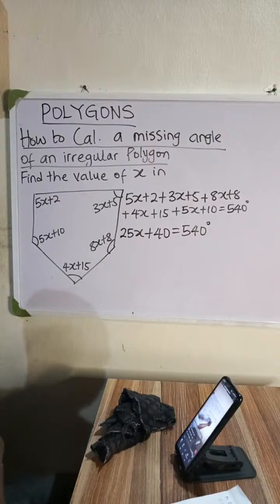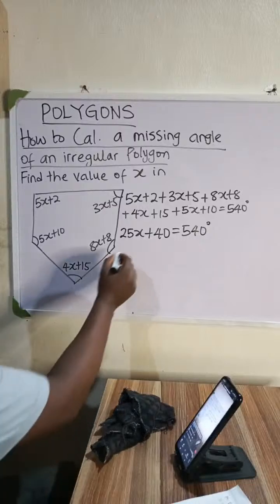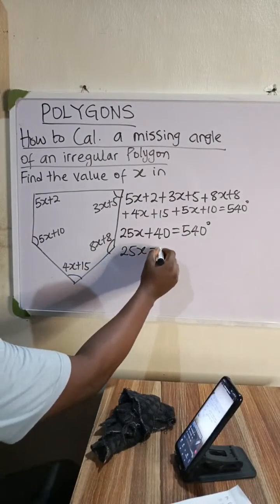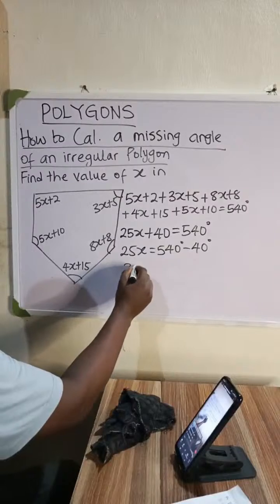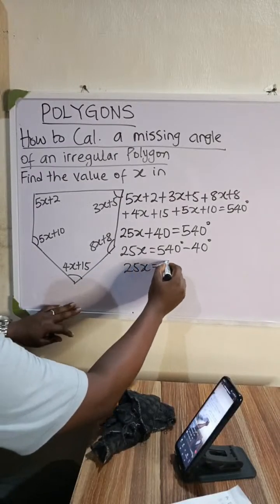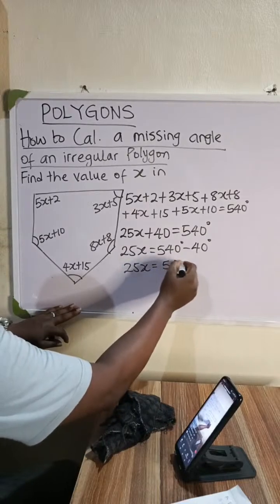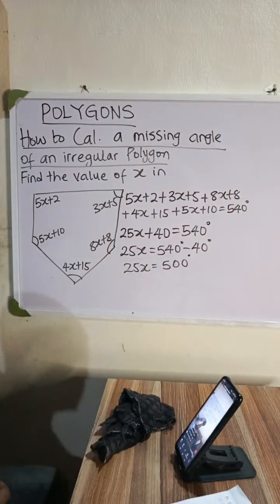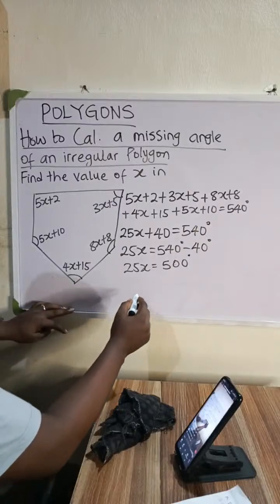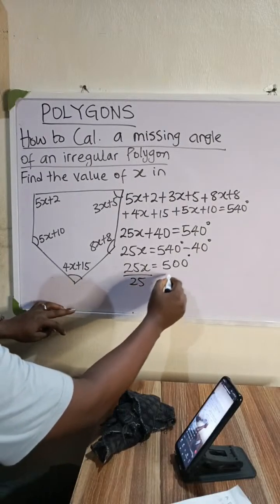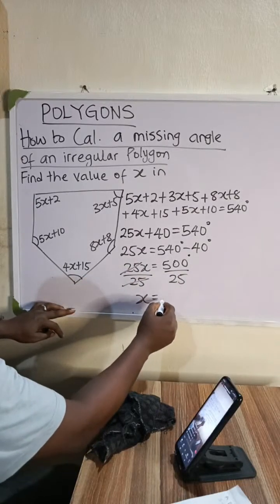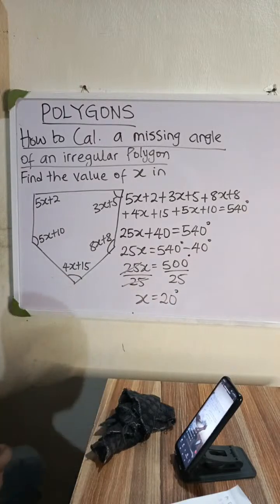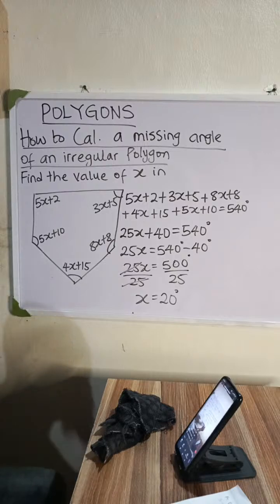Okay, some persons have gotten the answer. Very good. So 25x is equal to 540 degrees minus 40 degrees. 25x is equal to 500 degrees. So when you divide both sides by 25, very good. 25 can cancel 25, we have x is equal to 20 degrees. So that gives us the value of x in this particular question.